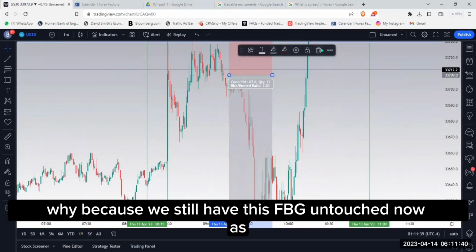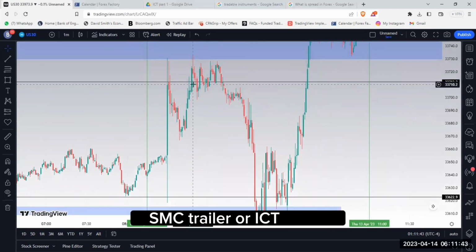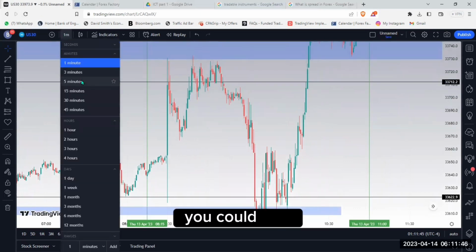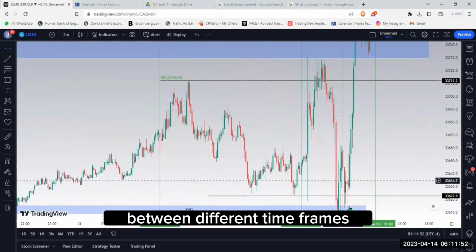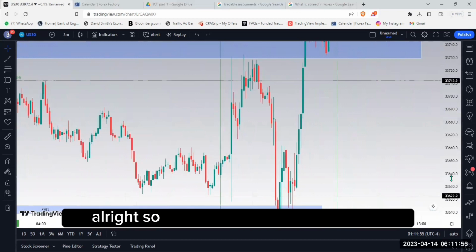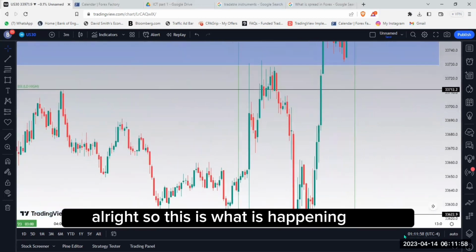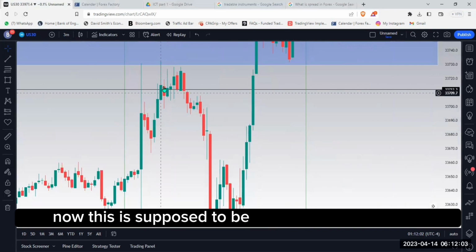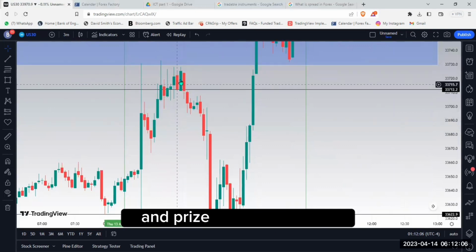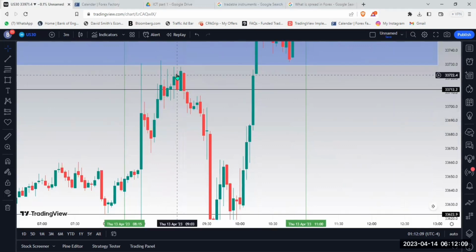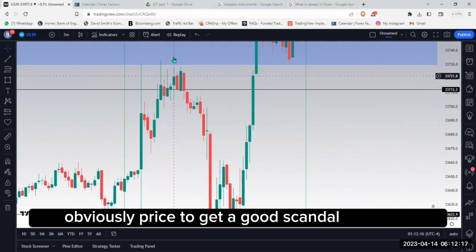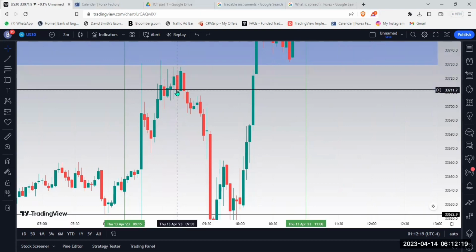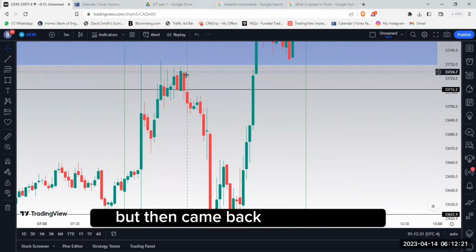Now, as an SMC trader or ICT trader, you could also be switching between different time frames. So this is what is happening here. This is supposed to be a bullish order block, right? Price went bullish and tested it. Obviously price traded above this candle, tested it, but then came back and dropped.